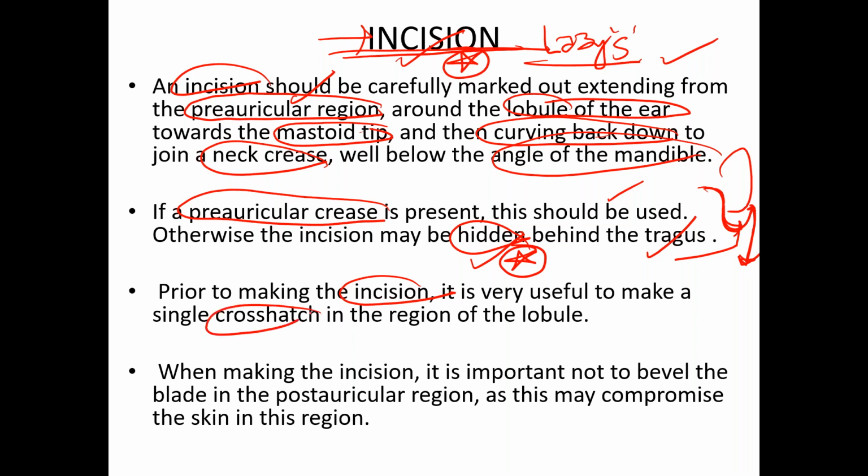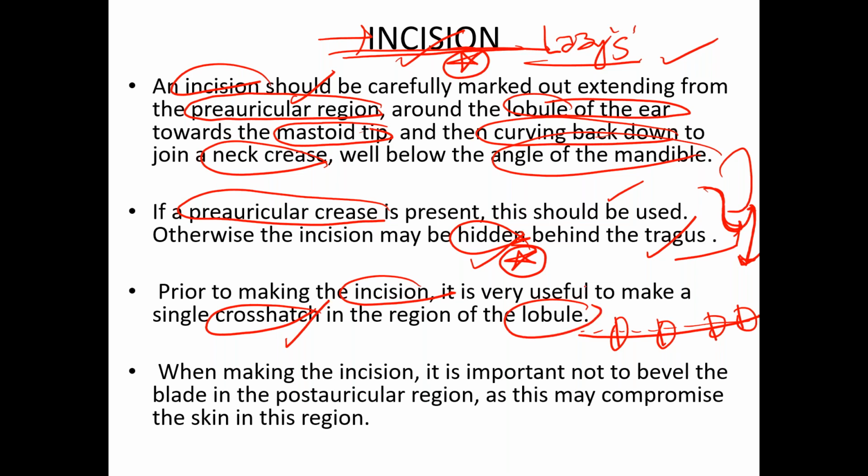For example, if you are going to give an incision like this, using the reverse of the blade, you just mark it like this, and then you do cross hatching. This is called cross hatching, so that when you are putting sutures, you will put them at these points so that the skin will oppose properly. That is called cross hatching in the region of the lobule.